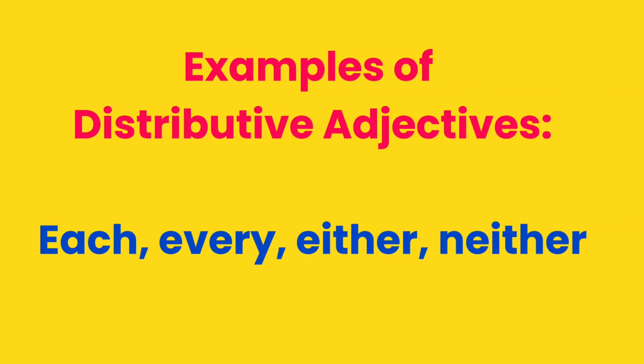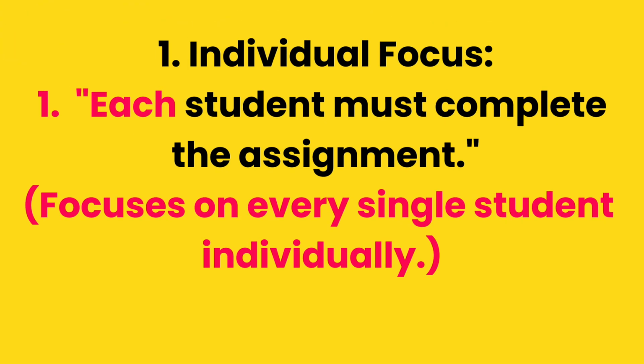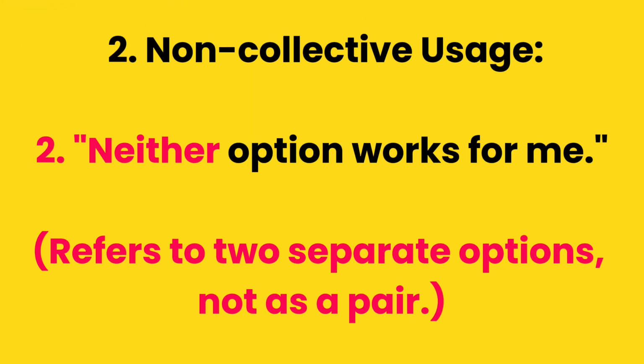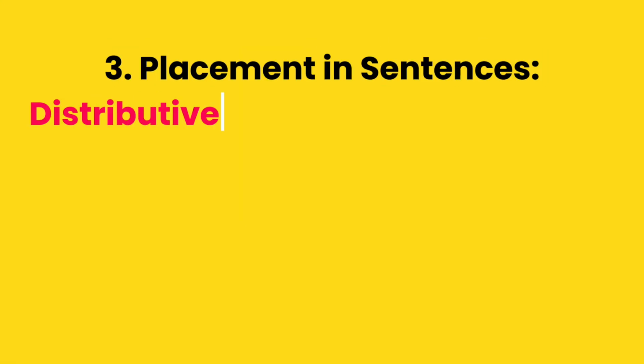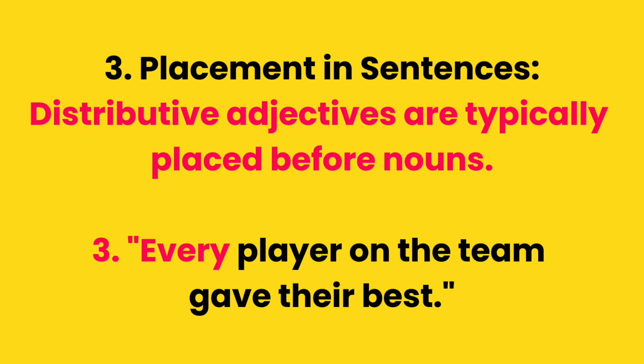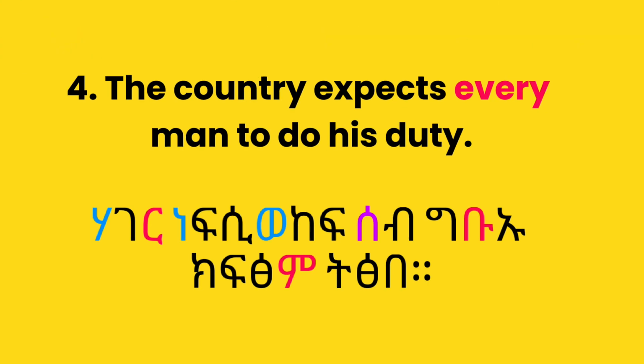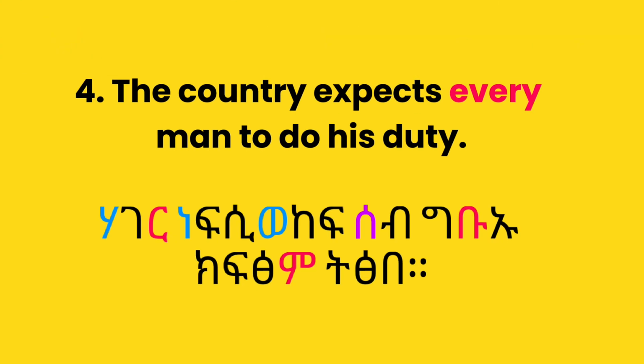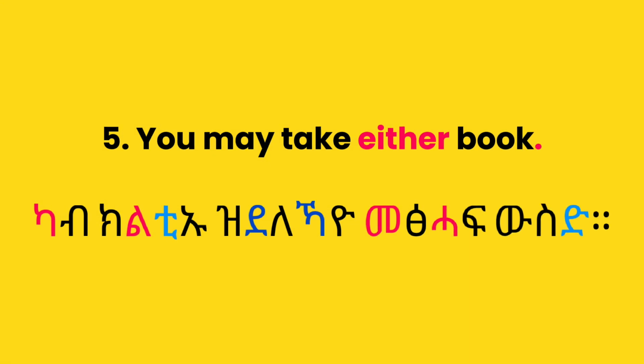Examples. 1. Each student must complete the assignment. Focuses on every single student individually. 2. Neither option works for me. Refers to 2 separate options, not as a pair. 3. Each boy had a book in hand. 4. The country expects every man to do his duty. 5. You may take either book.